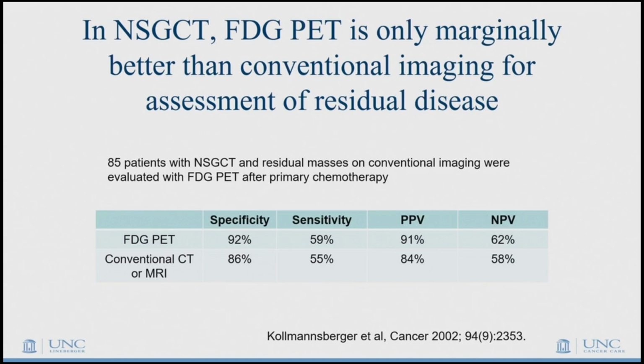PET is really only marginally better than conventional imaging for assessment of residual disease. If you look at this study, you get your specificity and sensitivity up a few percentage points, as well as your positive and negative predictive value. But really, these numbers are not good enough to not take a patient to RPLND. And the reason we do RPLND in many of these patients is in case there's teratomatous component or other viable tumor, it's truly curative, and so these negative predictive values cannot rule that out.